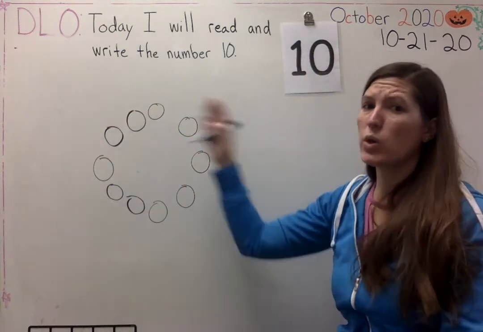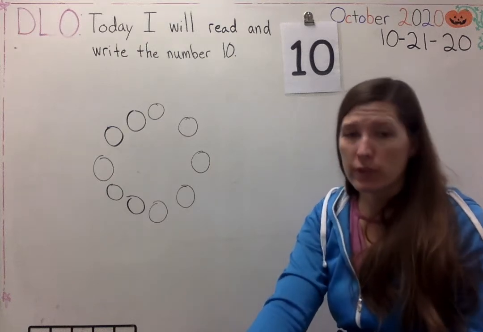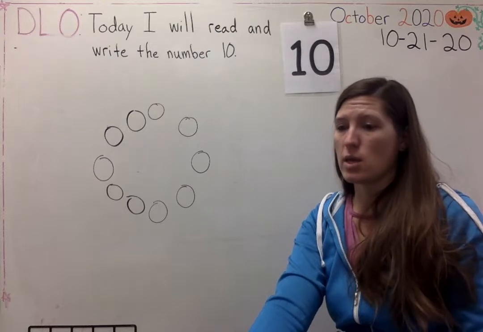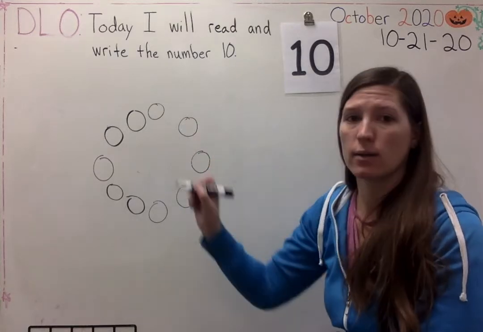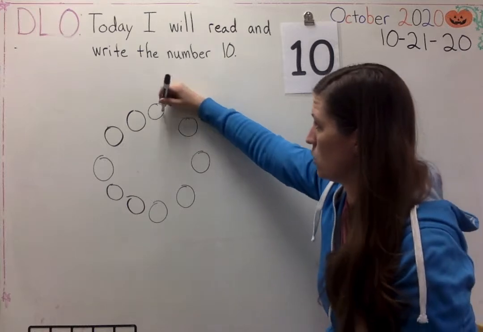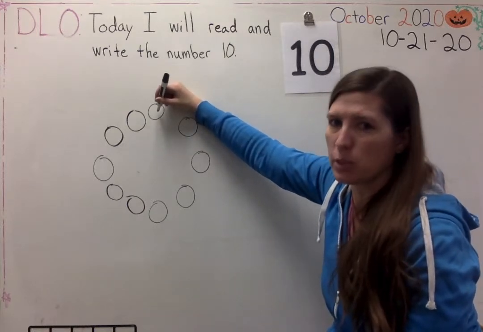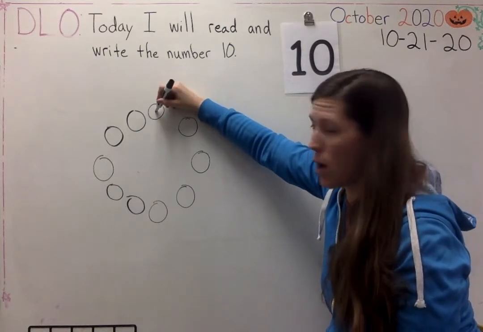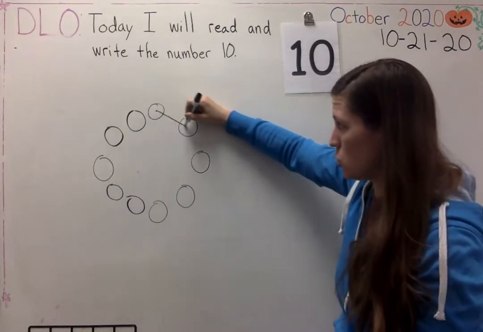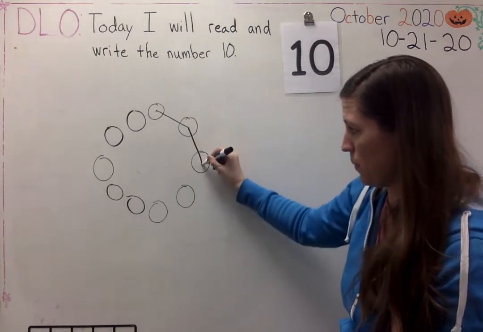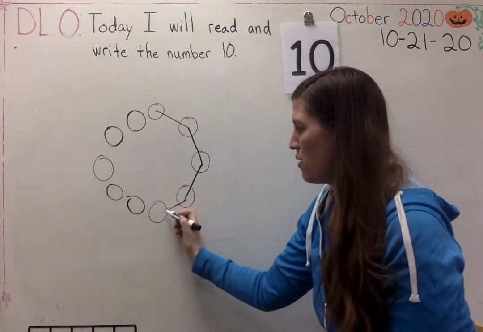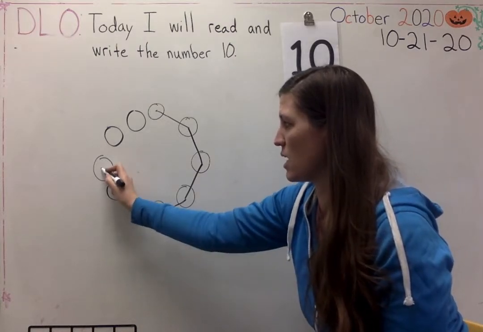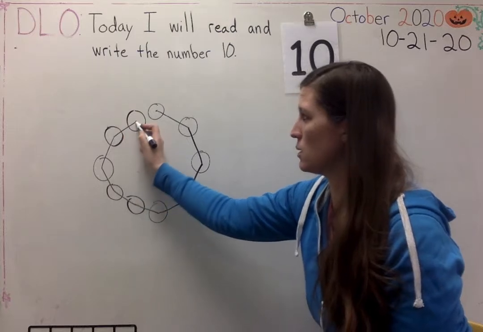Okay, when you have an arrangement in a circle, there's a few different things that you can do. Yesterday, we talked about how you can connect each one. Let's try that first. So start at the top. That's usually the best place to start. So I'm going to count the one that I touch. Ready? 1. Now let's connect them. 2, 3, 4, 5, 6, 7, 8, 9, 10.